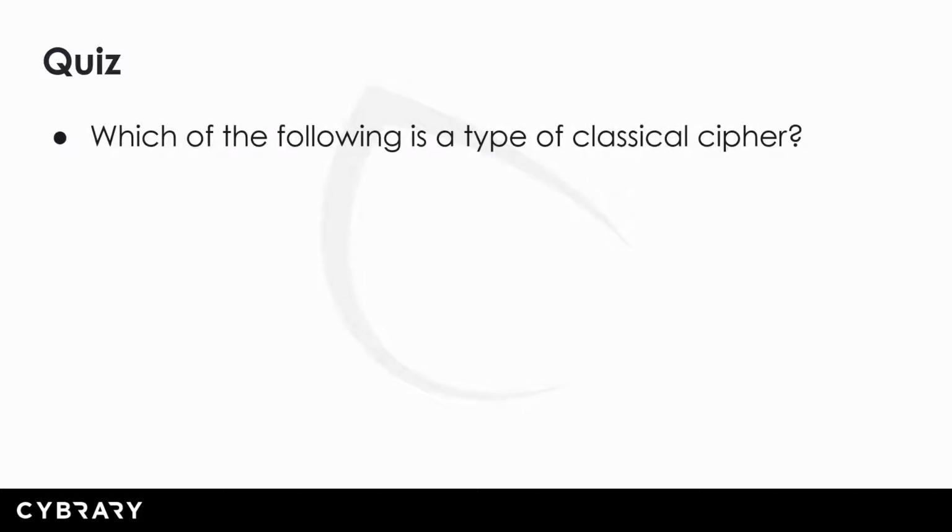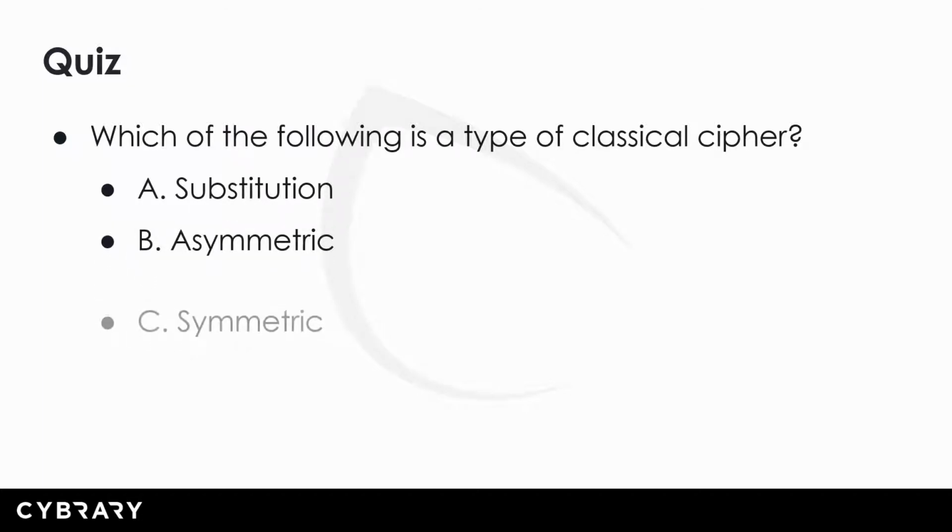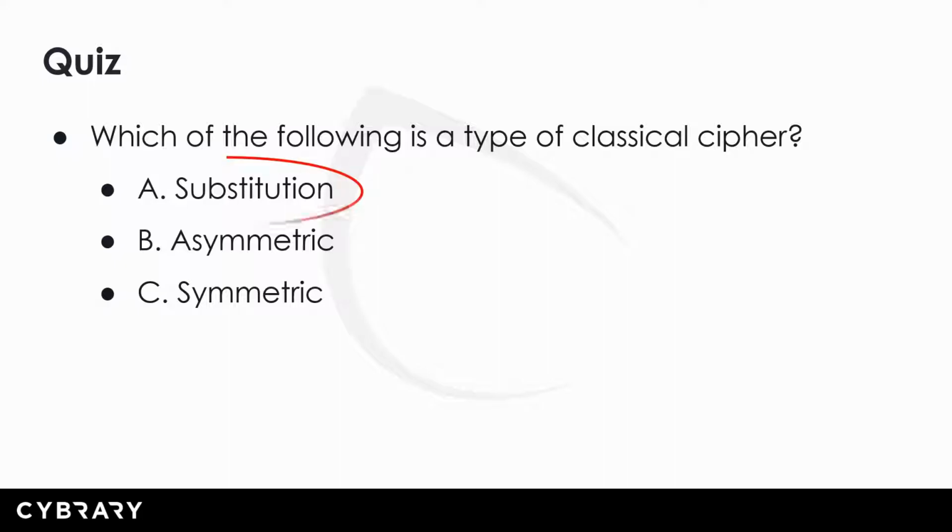And now for a pop quiz. Which of the following is a classical cipher? A, substitution, B, asymmetric, or C, symmetric? And the answer is A, substitution. Substitution is a classical cipher, while asymmetric and symmetric are both modern types of encryption.